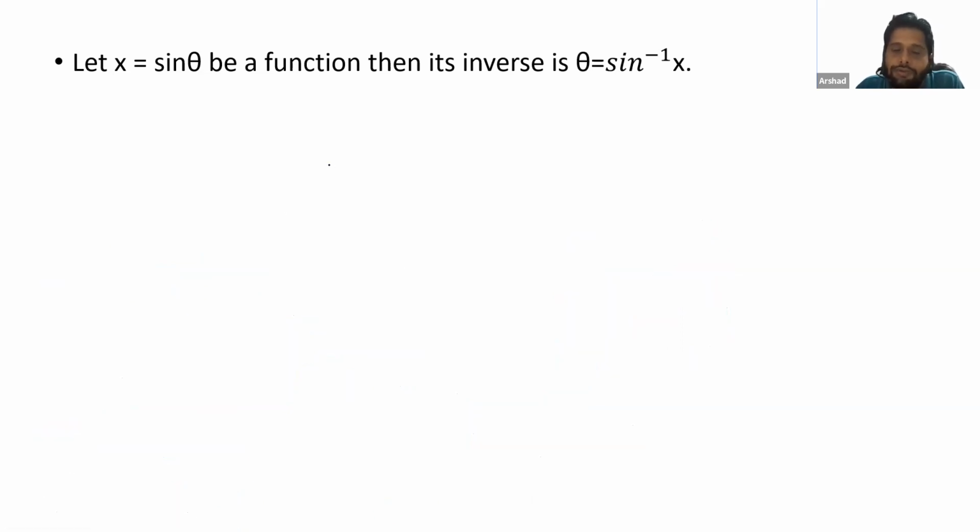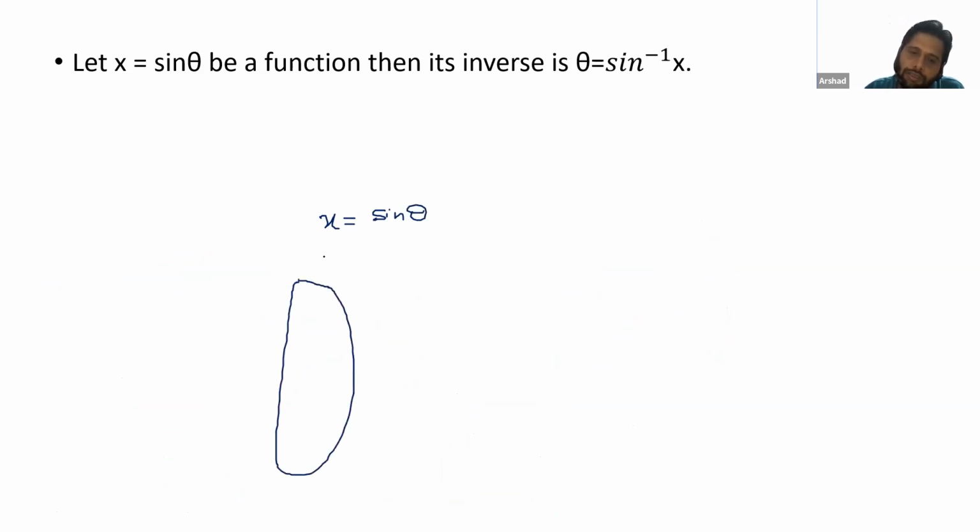Now we are studying the chapter inverse trigonometric functions. So first of all, we will check whether our trigonometric functions are bijective or not. We have x equal to sine theta. I will draw a set A and a set B. Suppose I put 0, I will write pi by 6, I will write pi by 3, and I will write 2 pi.